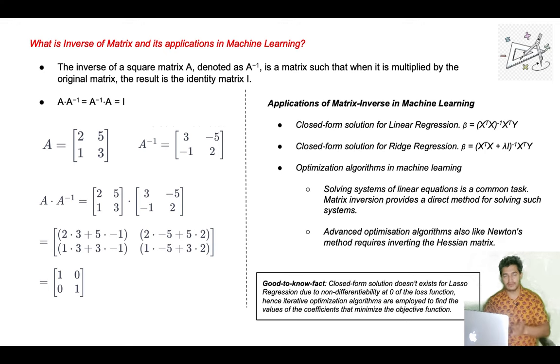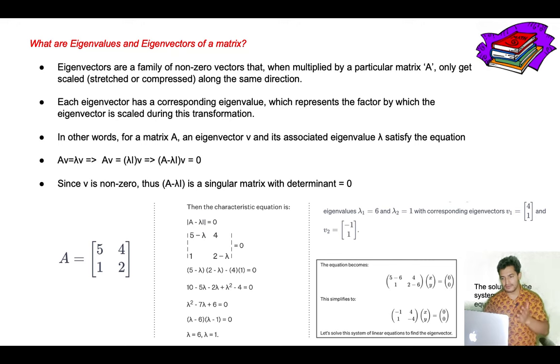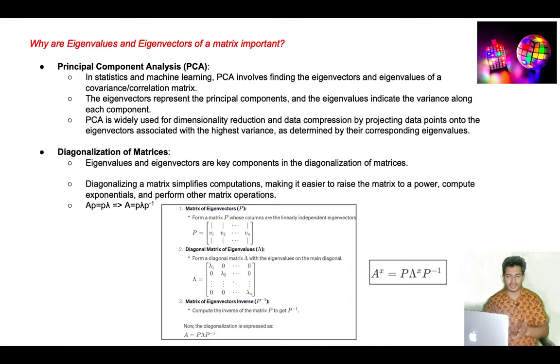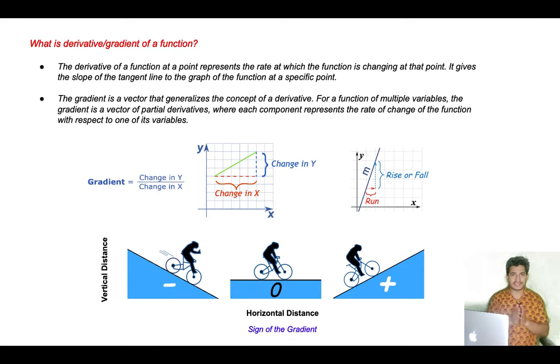We also looked at the inverse of a matrix and where it is used in machine learning. We looked at eigenvalues, eigenvectors, projection vector, and how they are used in principal component analysis and diagonalization of a matrix, that is, easily raising a matrix to the power of x. Now we'll take a slight detour from matrices and talk about other mathematical concepts like derivative, gradient, and so on.